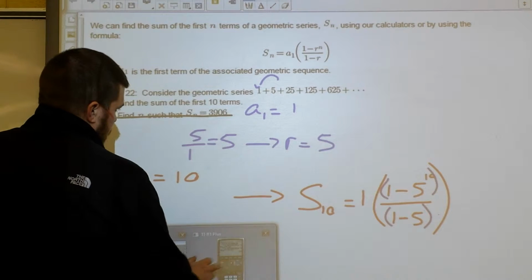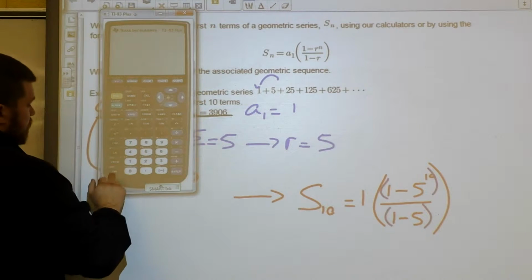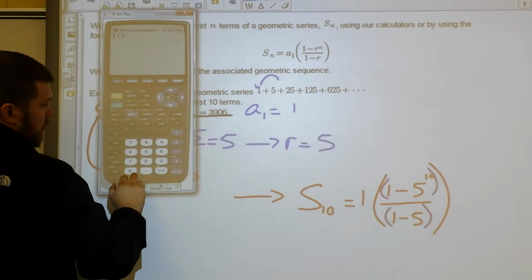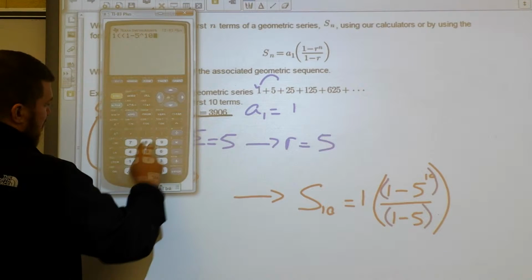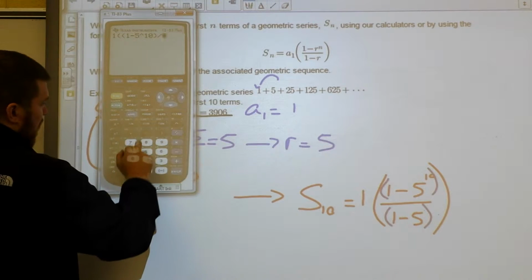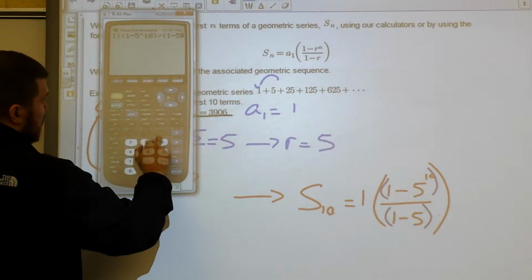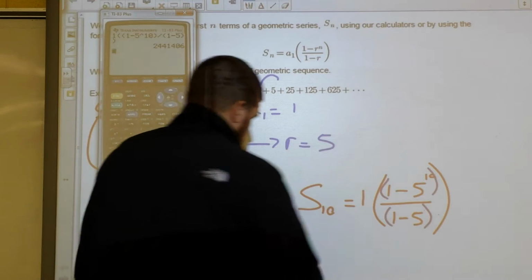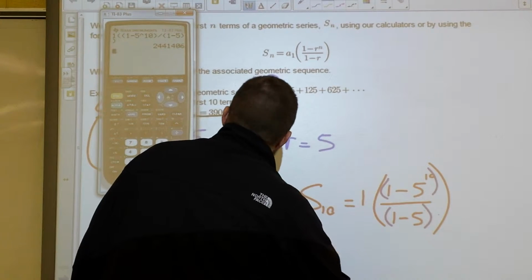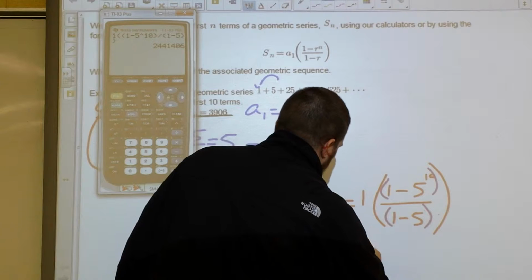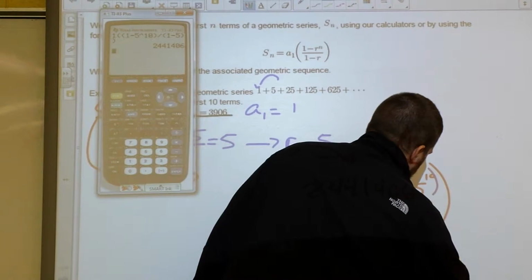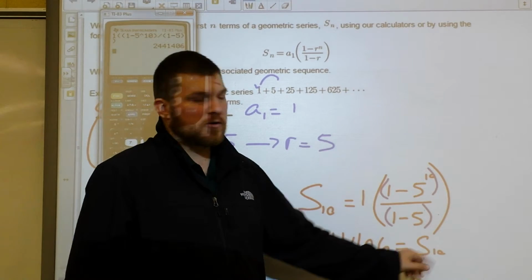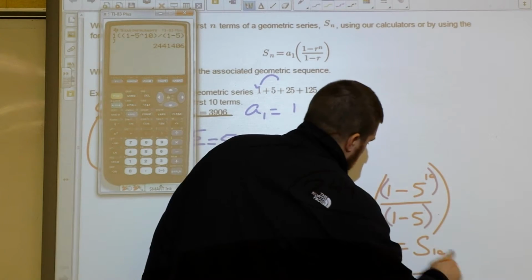So let's go to the main screen and do this. Clear it out. So 1 parentheses, the purple parentheses, 1 minus 5 raised to the 10th power. Close the purple parentheses, divided by purple parentheses, 1 minus 5, purple parentheses, and close the red parentheses. And we get 2,441,406 is equal to S of 10. So that S of 10 represents the sum of this series up to the first 10 positions. So that's our answer for part A.